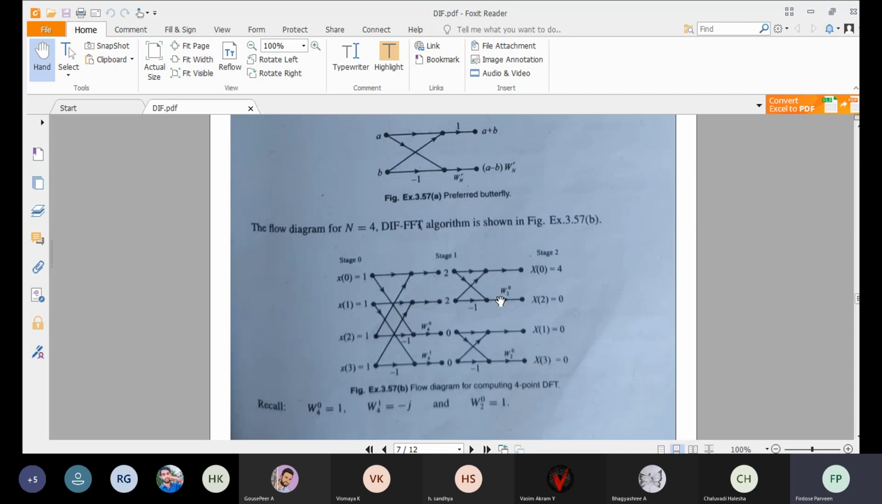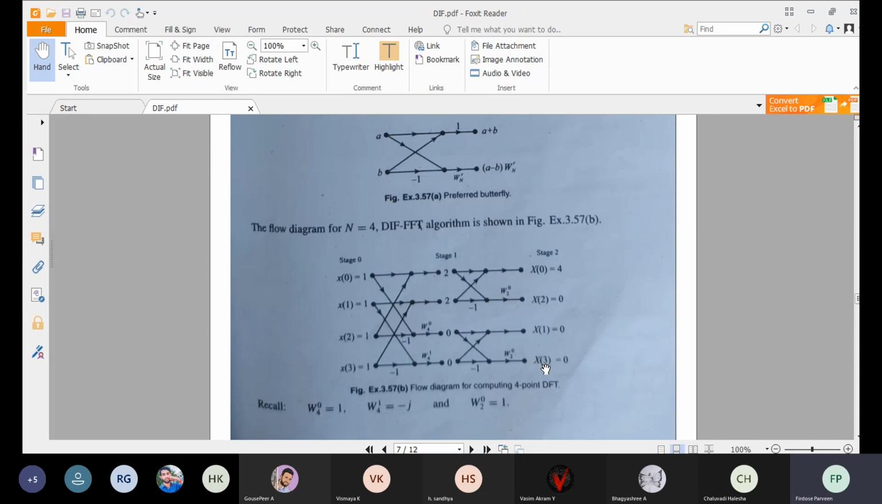So here it is 2 point, means W2 to the power of 0, W2 to the power of 0. These things you all remember very nicely. Decimation in frequency, you will get the twiddle factor this side. Okay. To find DFT. Next 0. So this 0 and this 0. 0 plus 0, it is 0. 0 minus 0, again it is 0.